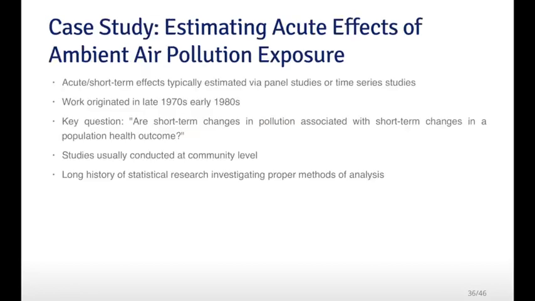So I just want to do a quick case study for what I mean by this. One of the things that I do a lot is estimating acute effects of ambient air pollution exposure. So these are correlational types of studies. A lot of this stuff originated from the 70s and 80s, so it's not like we started doing this yesterday. We have a long history of this kind of research. The basic question is: are short-term changes in pollution associated with short-term changes in population health outcomes? These things are usually conducted at the level of the community. And there's a lot of statistical research, some of it done by myself, that has gone into this type of analysis.